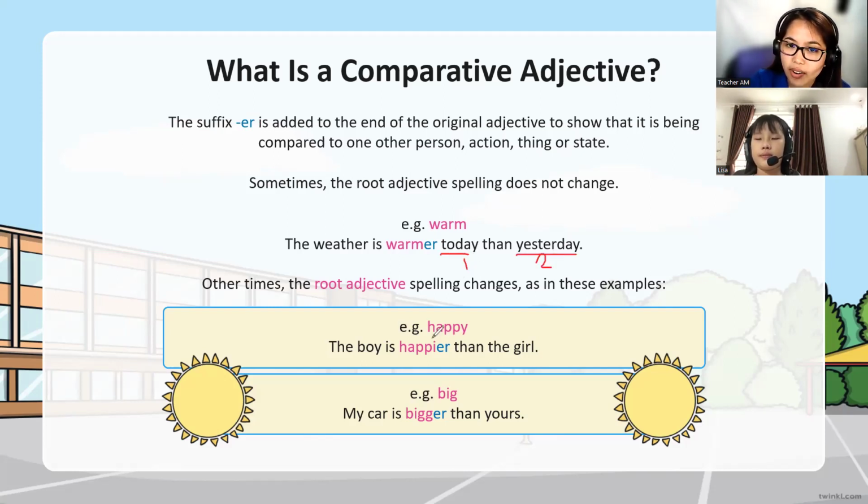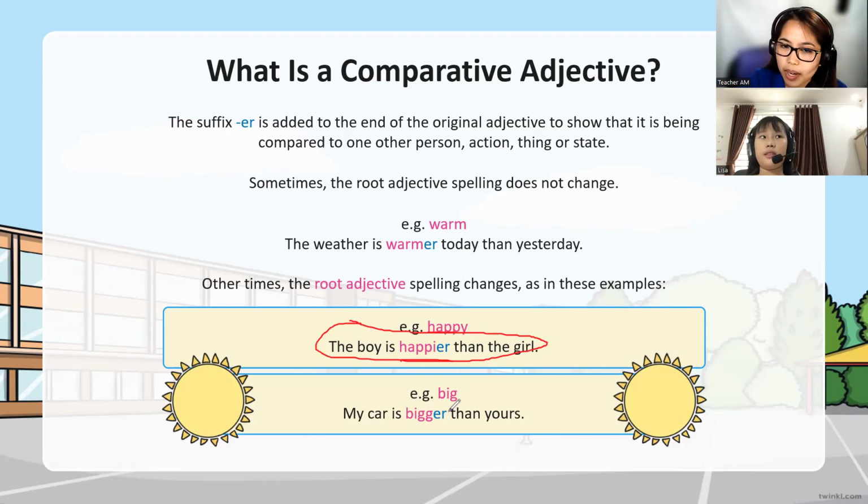Now we have happy. Do we add er? No, we don't just add er. We change y to i and add er. Very good. So we have happy, happier. The sentence is: The boy is happier than the girl.